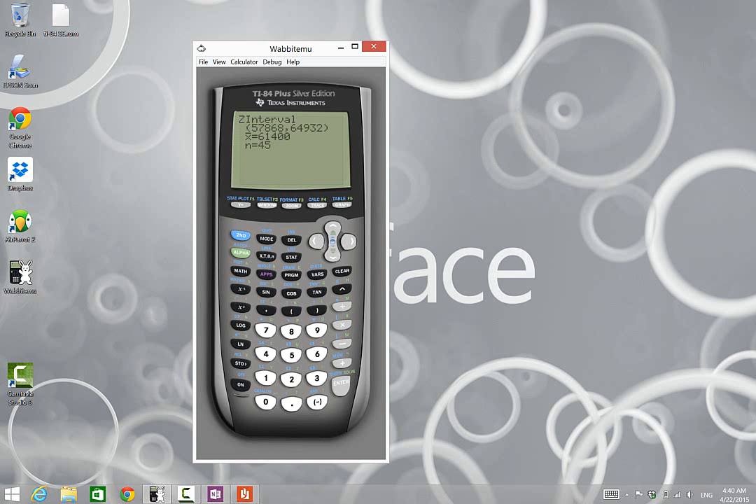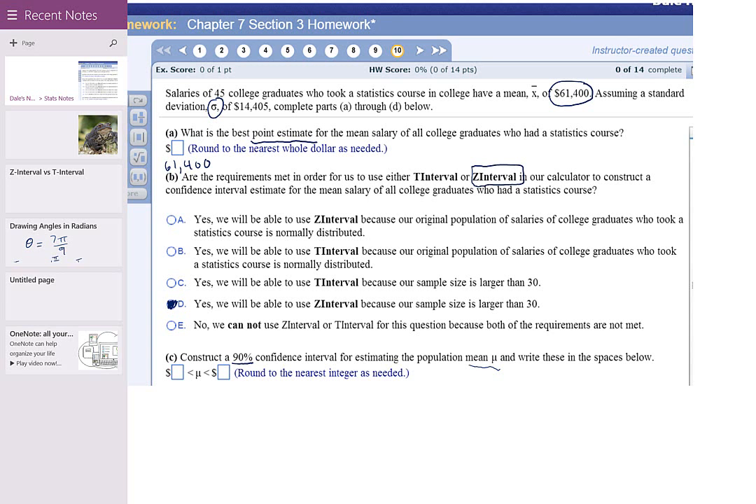And on this problem, the confidence interval is going to be somewhere between the values of $57,868 and $64,932. And that is how you construct a confidence interval estimate for the population mean in one of these problems in 7.3.